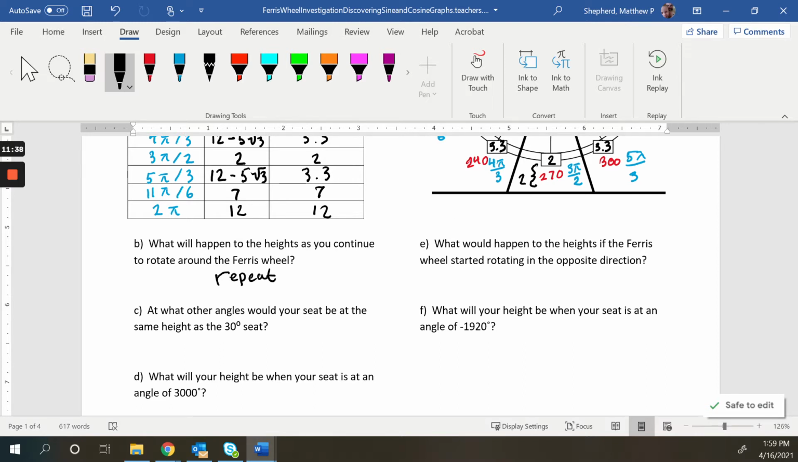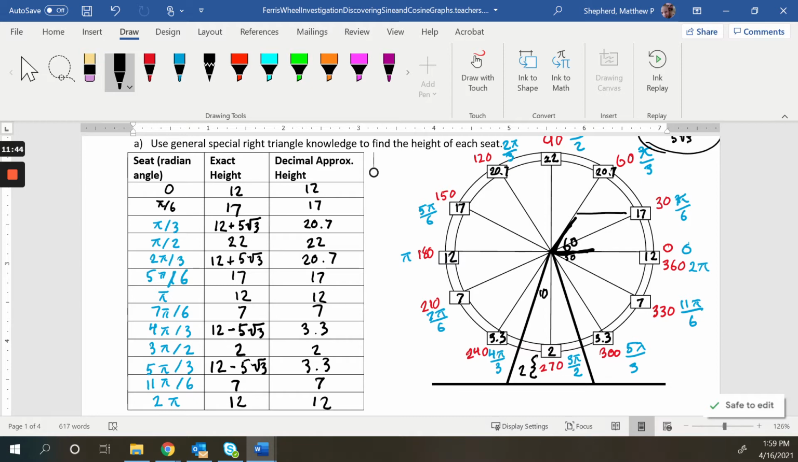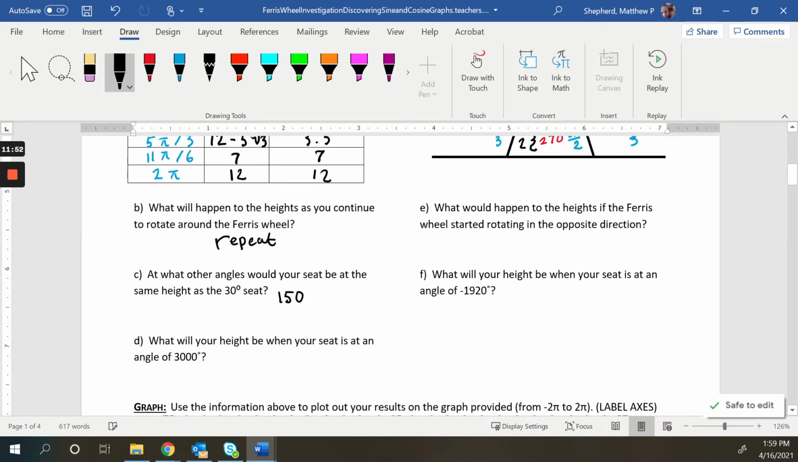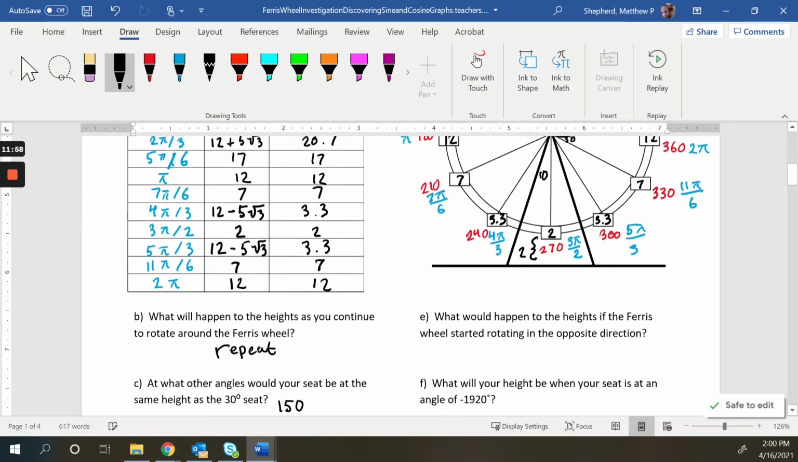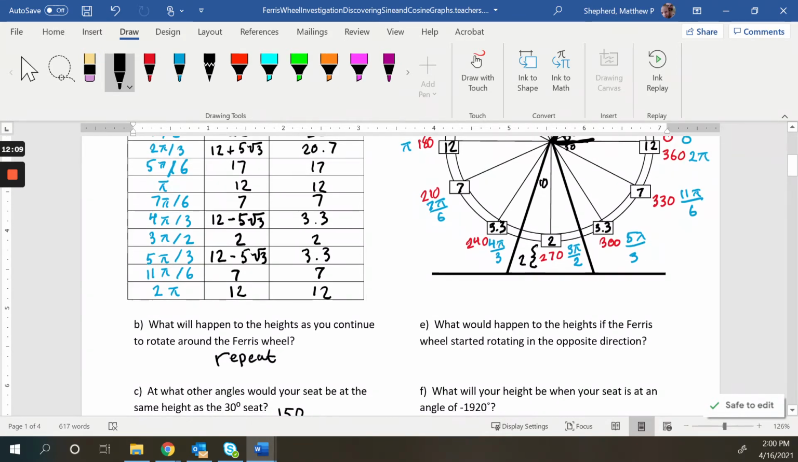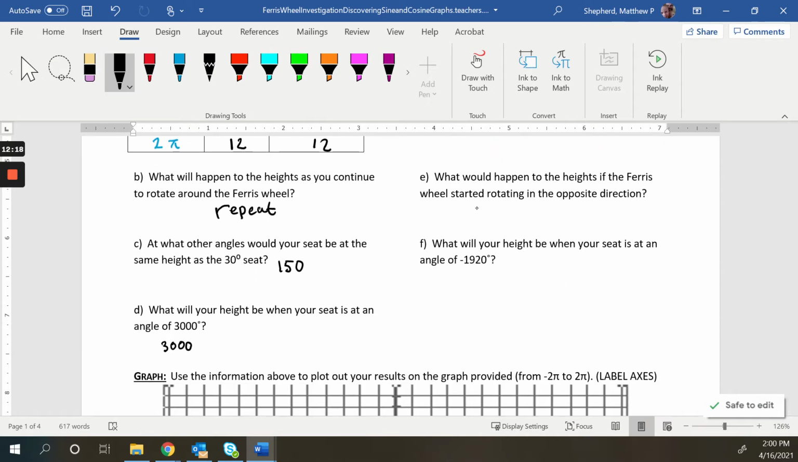At what other angles would your seat be at the same height as the 30 degrees? Well, same height as 30 degrees was right over there at 150. What will your height be when your seat is at an angle of 3,000? So what happened here is we went all the way around 360, all the way around again 720, all the way around again 1,080, and we kept on repeating a process of going 360 plus 360 plus 360 until we finally reached an amount that was really just 3,000.